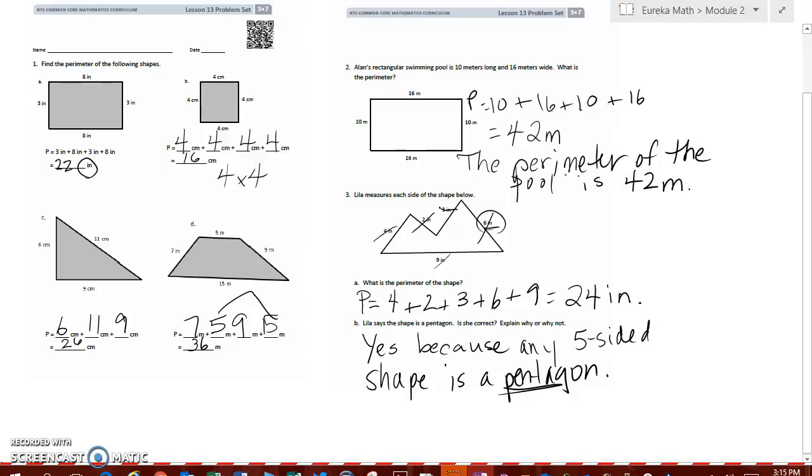Okay, so that's perimeter. Pretty straightforward. You're adding, adding, adding. Area, you're multiplying, multiplying, multiplying. All right, get started on your lesson 13 homework.